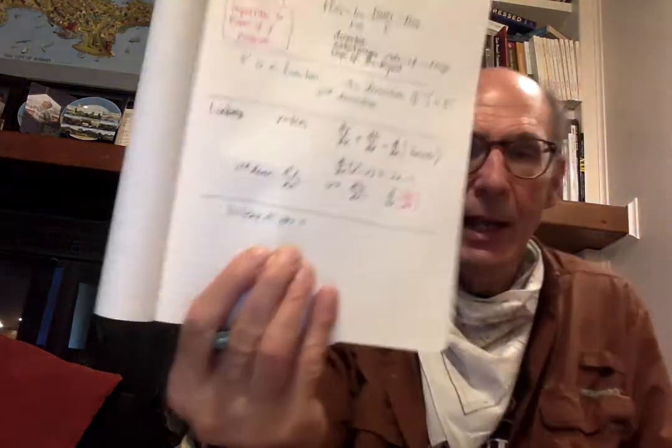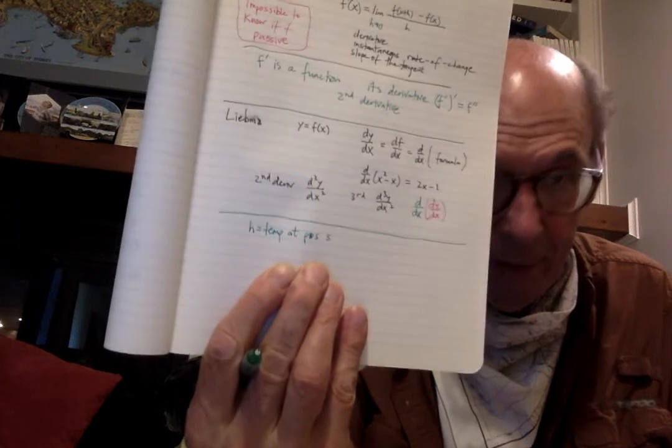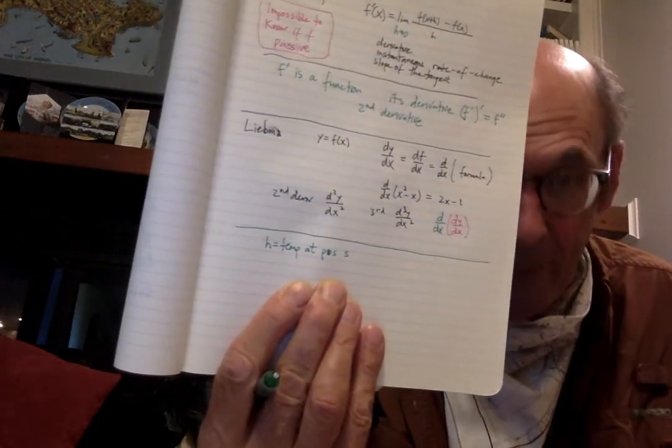So H is a function of S. I'm using H because T is kind of a bad letter, because we're going to have time here. And so there it is. Let's let T be time.